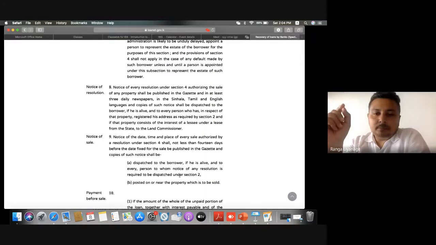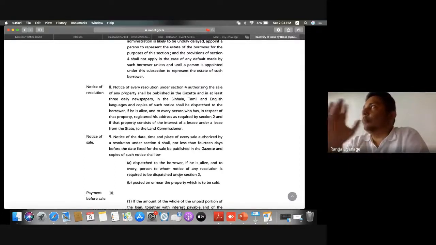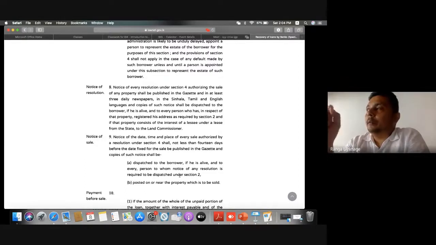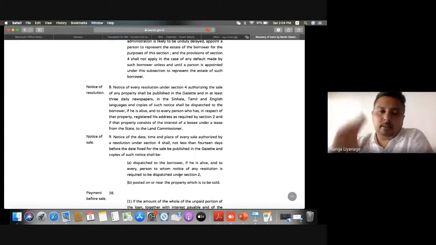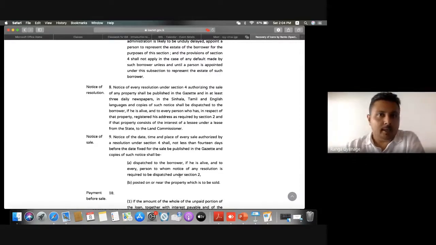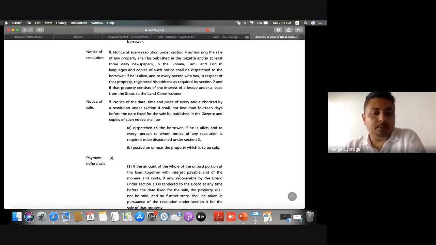And it will be under section 2 and posted on or near the property which is to be sold. They put up banners near the property saying that this land is to be sold at public auction, with the auction date and time. All these details are there in that. So that is to satisfy section 9 of this particular law.